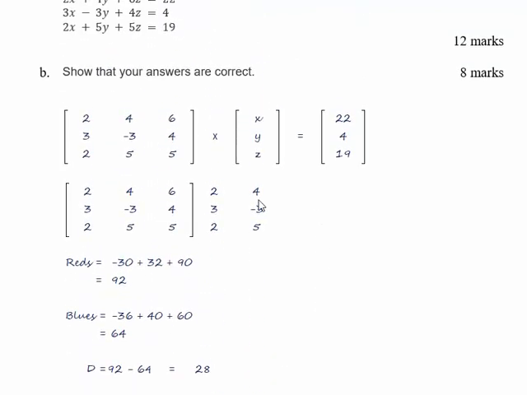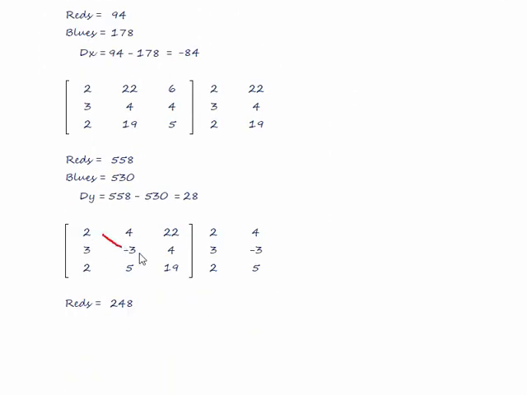And then finally, we need to calculate the z's. We replace the z column with the constants from the right hand side. For the reds, we've got 2 times minus 3 times 19 plus 4 times 4 times 2 plus 22 times 3 times 5, and that should give us 248. And for the blues, we're going to have 22 times minus 3 times 2 plus 2 times 4 times 5 plus 4 times 3 times 19, which should give us 136. So we now subtract 136 from 248 and we get 112.